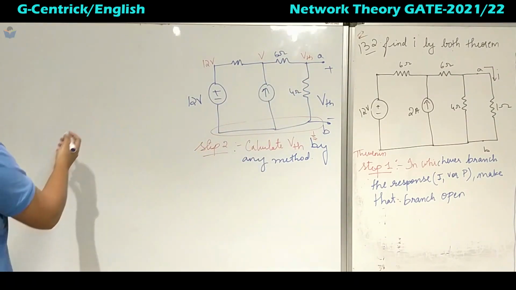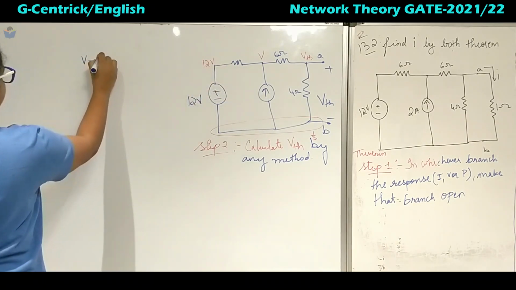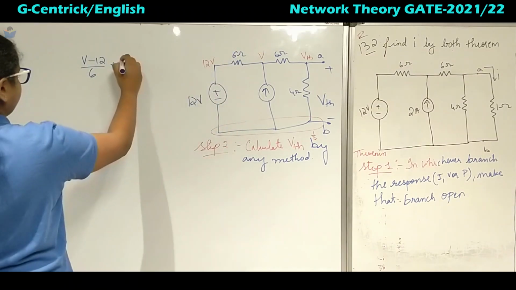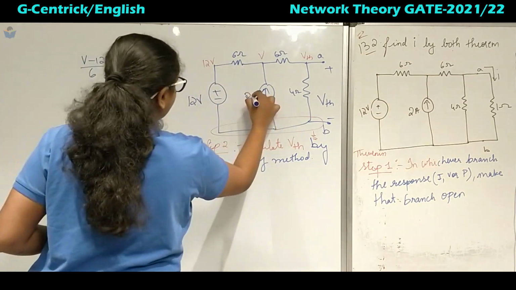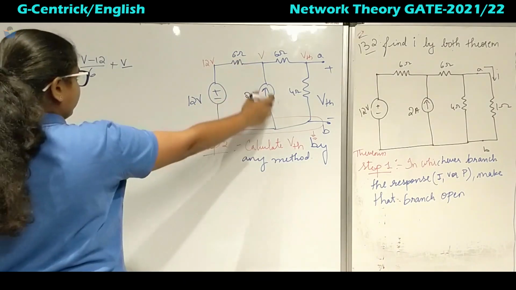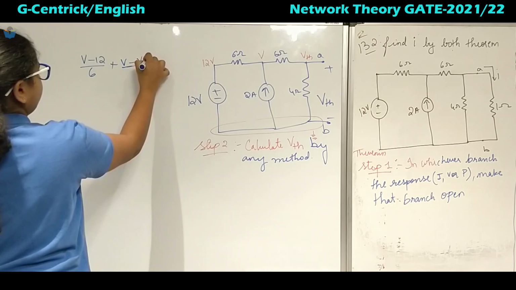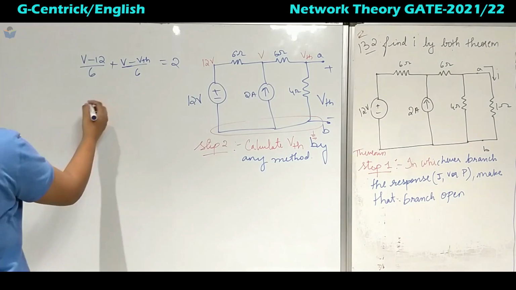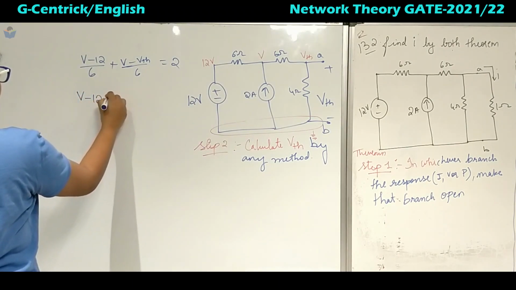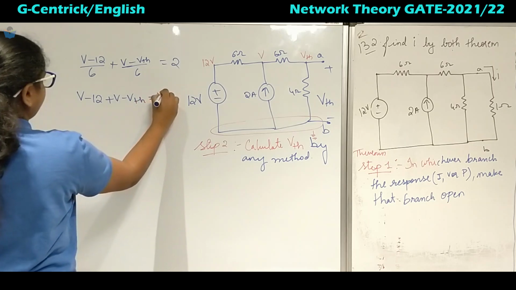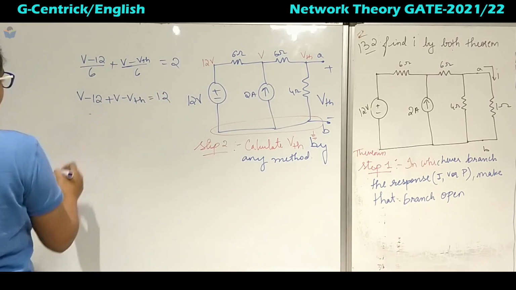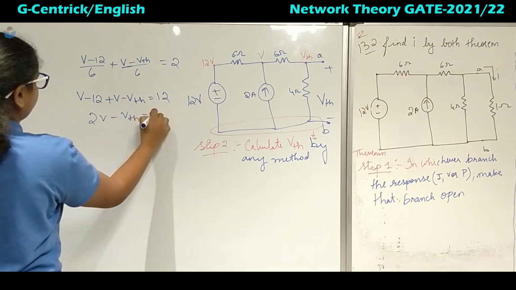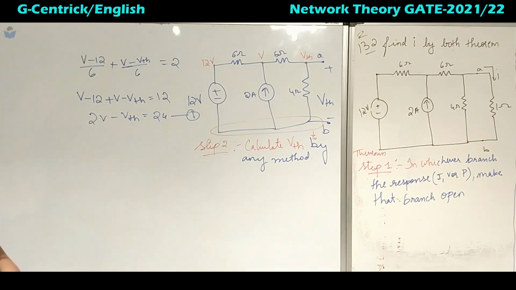We know how to write the nodal analysis. At node V: (V minus 12) by 6 ohm, plus (V minus VTH) divided by 6, is equal to 2 amperes, the incoming current. The LCM is 6, so you will get V minus 12 plus V minus VTH equal to 12. This 12, if it goes that side, becomes 24. So 2V minus VTH is equal to 24. This is equation number 1.